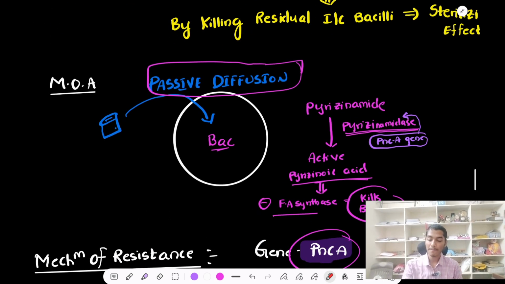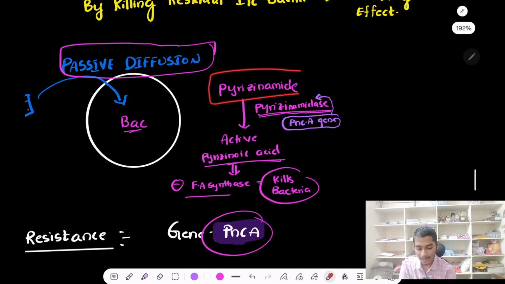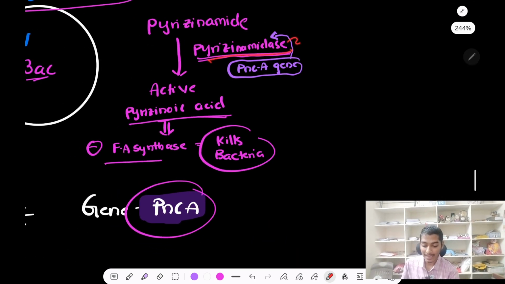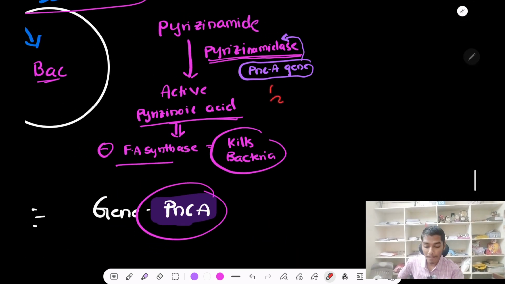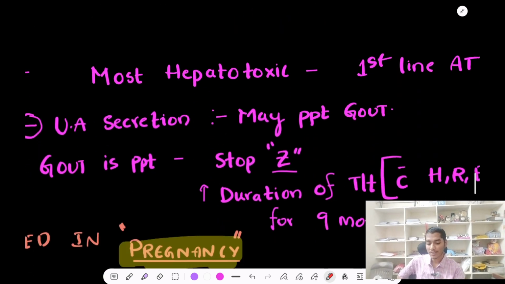Then we have the mechanism of action. It is basically passive diffusion into the bacilli, and the pyrazinamide is converted into the active pyrazinoic acid, as you can see, with the help of this pyrazinamidase enzyme, which is coded by the pncA gene. It's a way to remember, that is pncA gene, right? Mechanism of resistance is simple, mutation of this pncA gene.